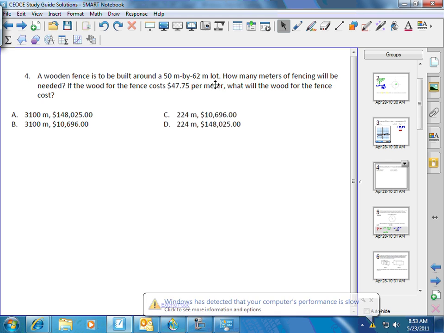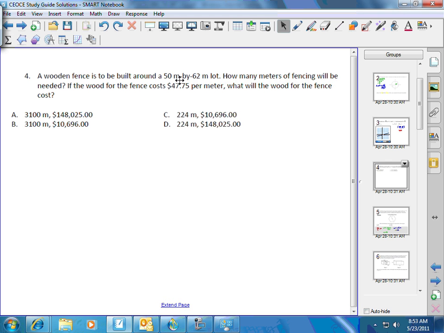Okay, so we're given the length and the width of a field or a lot, and so if we can find the perimeter, we know the distance around that lot, and we'll know how many meters around that lot, and then it's $47.75 per meter. So we can multiply the perimeter times the cost per meter. So we have, looking for the perimeter.